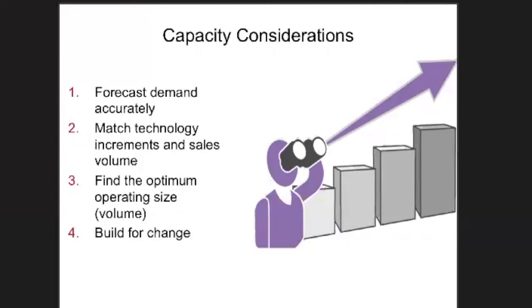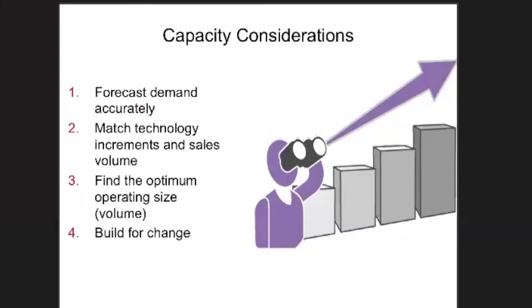We match technology increments and sales volume if there are aspects of technology that need to be accounted for as part of capacity increments. Many times capacity is more about a new technology, a new equipment, which adds to the capacity. So that needs to be considered as part of the overall capacity considerations.